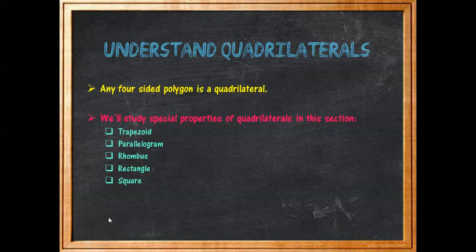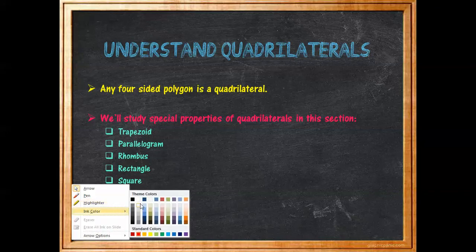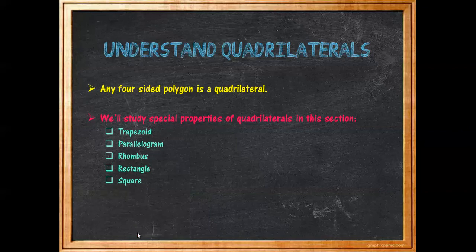In this video, we're going to talk about different types of quadrilaterals and understanding the properties of quadrilaterals. Real quick, the definition: any four-sided polygon is a quadrilateral. We're going to study trapezoids, parallelograms, rhombus, rectangle, square, and we're also going to talk about a kite as well.